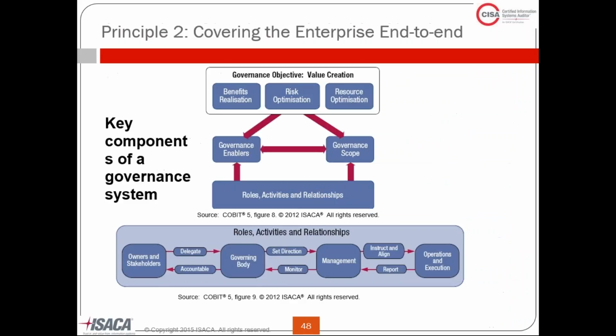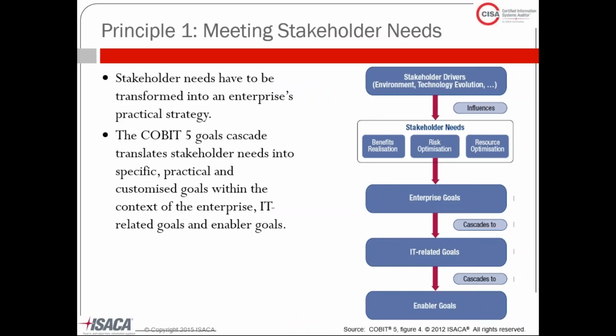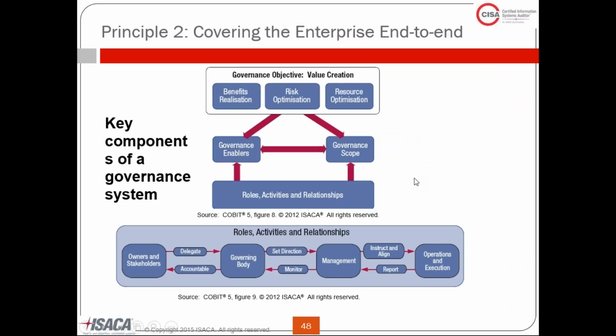In meeting stakeholder needs, what we're looking at is the ability to have all the stakeholders have their needs met, with specific, practical, customized goals within the enterprise. You have enterprise goals, you have IT-related goals, you have enabler goals, but the stakeholder needs sit over all of these. If the stakeholders don't need it, then it's very difficult to justify that it's an enterprise goal, or an IT-related goal. There's a hierarchy to this, and the drivers of environment and technology and evolution are the ones that fuel what the stakeholder needs are.